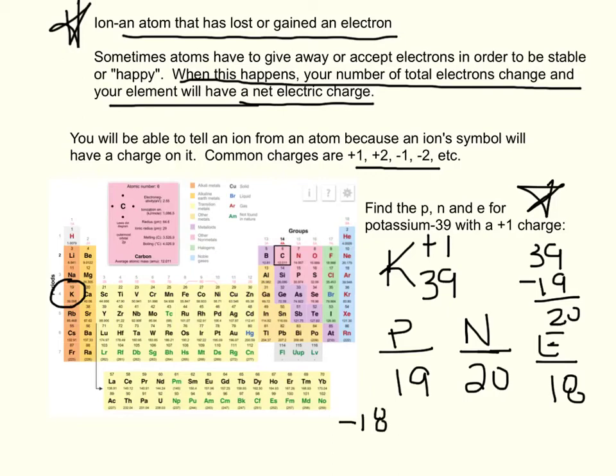18 negatives, because electrons are negatives, plus 19 positives. So what does that give you in net overall charge? If you have 18 and you take 18 away, it gives you an overall charge of plus 1, and that's why we have this plus 1 up here.